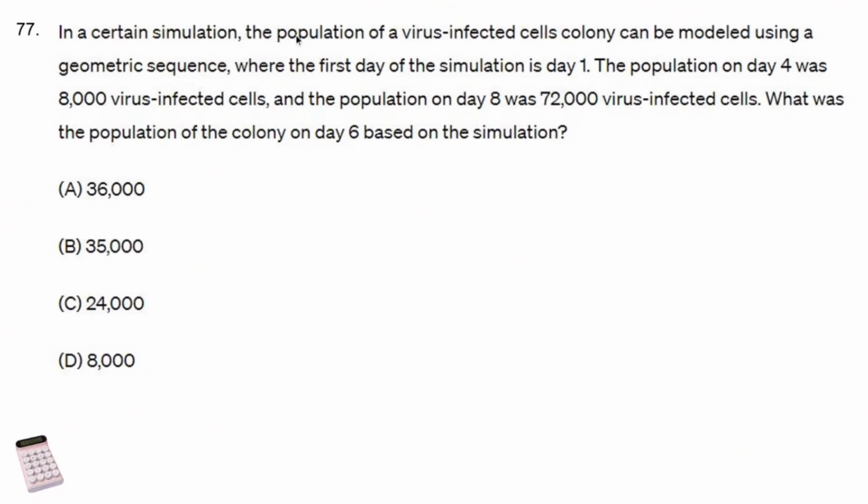In a certain simulation, the population of a virus-infected cells colony can be modeled using a geometric sequence, where the first day of the simulation is day 1. The population on day 4 was 8,000, and the population on day 8 was 72,000 virus-infected cells. What was the population of the colony on day 6 based on the simulation?